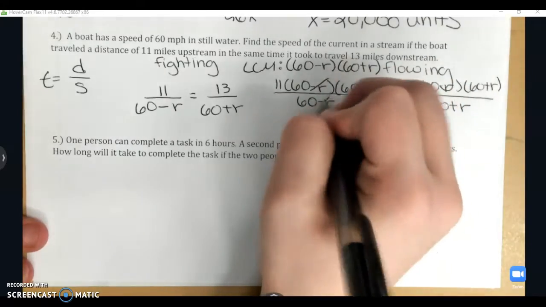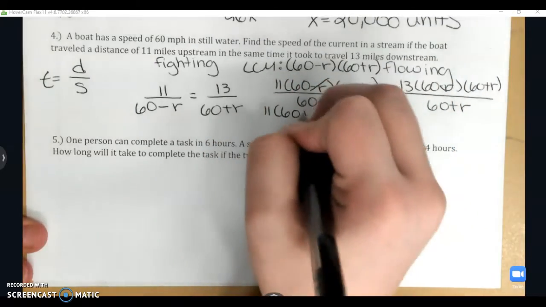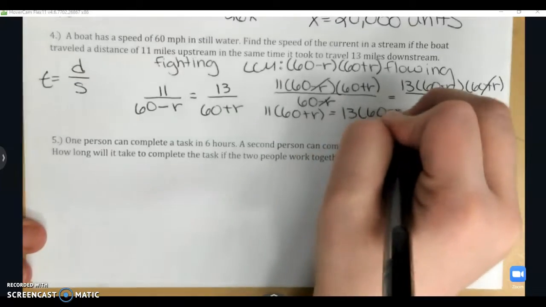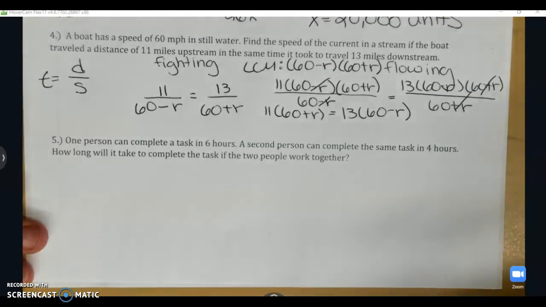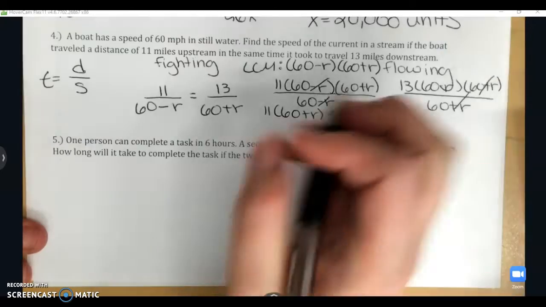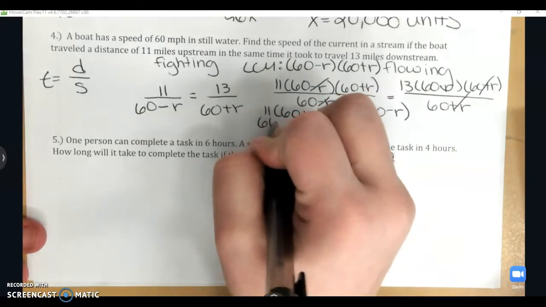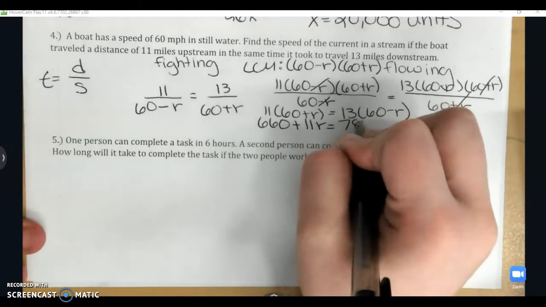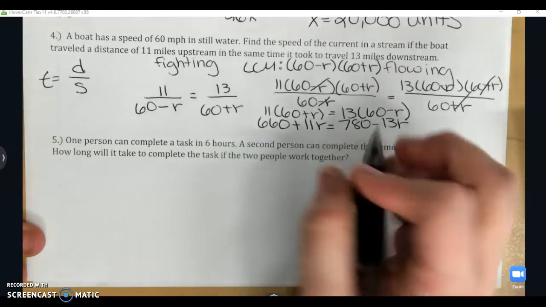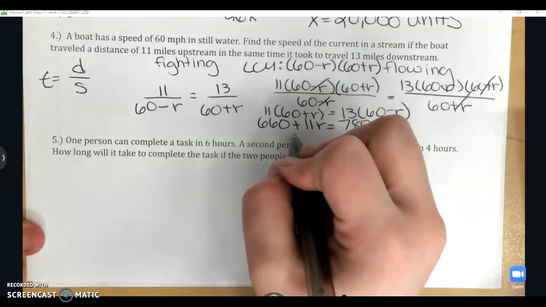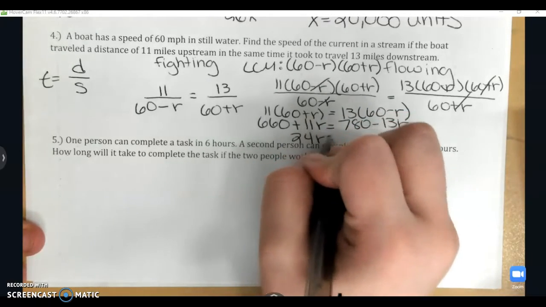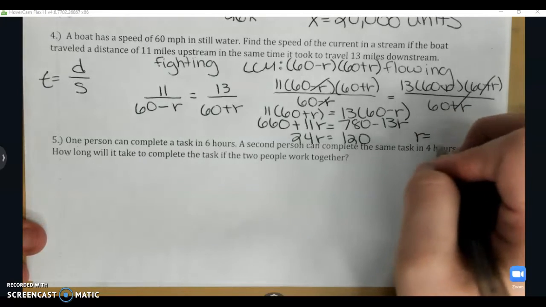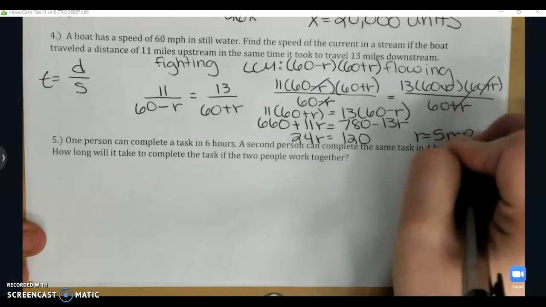And then step 3 is to simplify. And now we're ready to solve. So we are going to distribute and solve for r, and get all my constants and all my variables together. I get that 24r is equal to 120. Divide by 24 on both sides, and we get that the speed of the stream is 5 miles per hour.